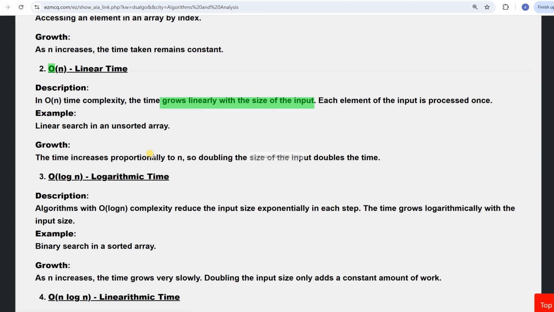So the time increases proportionally to the size of the input. Doubling the size of the input doubles the time. Doubling the size doubles the time. Then is the logarithmic time, which is order log of n, right?